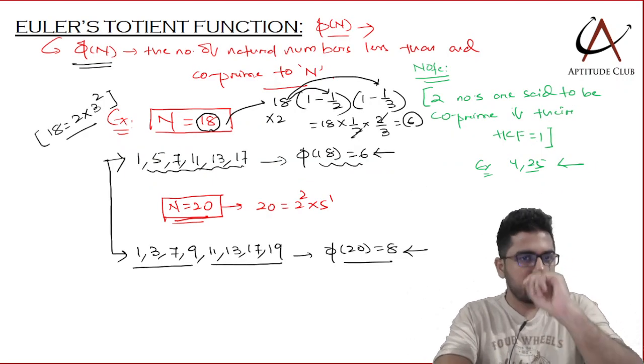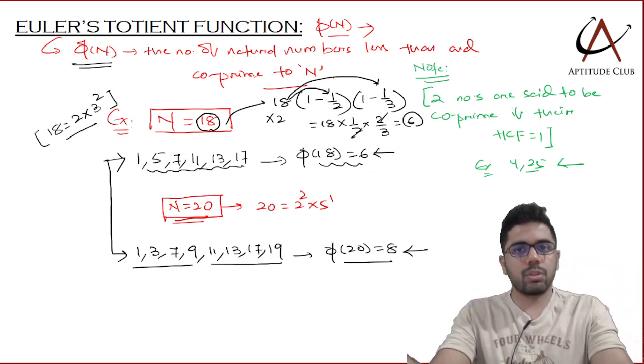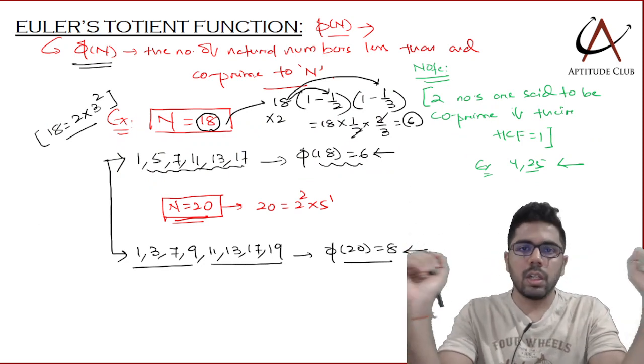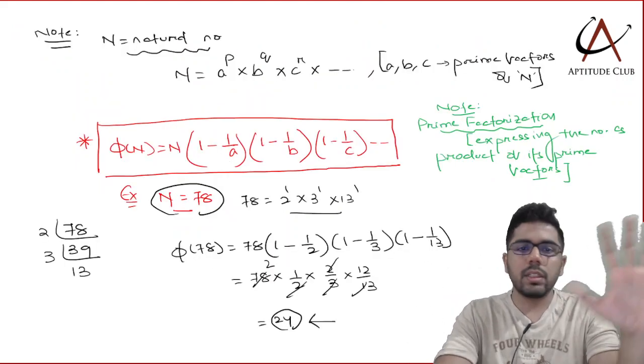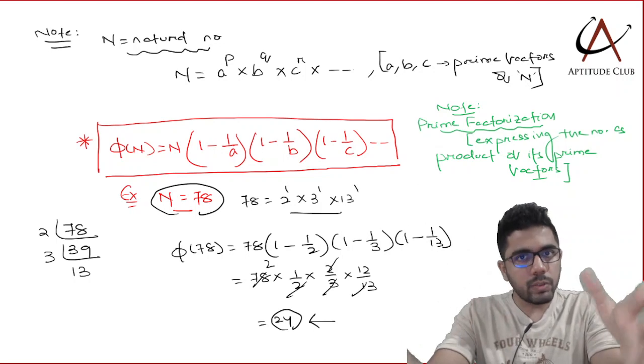एकदम standard process है. So first step is to understand what Euler's Totient function is, then how to calculate the Euler's Totient function. So simple process, prime factorize the number and then directly just put this formula. Why we are doing this, I hope all of you got it.